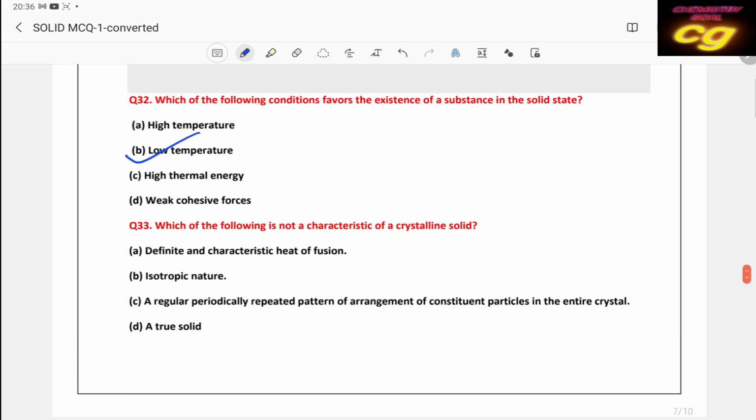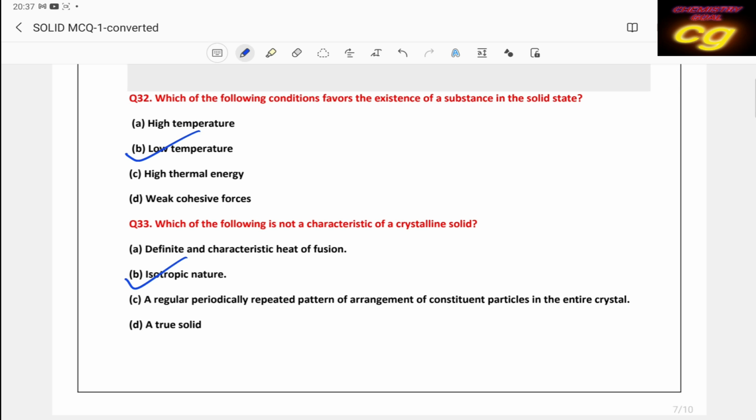Okay, which of the following is not a characteristic of crystalline solid? We know definite heat of fusion, that is correct. Isotropic nature: isotropic nature means properties are equal in all directions. So isotropic nature is only for amorphous solid. And regular periodically repeated pattern, that is correct. True solid, correct. So B is the correct answer, because it is not satisfying the definition of crystalline solid. This satisfies the amorphous solid.